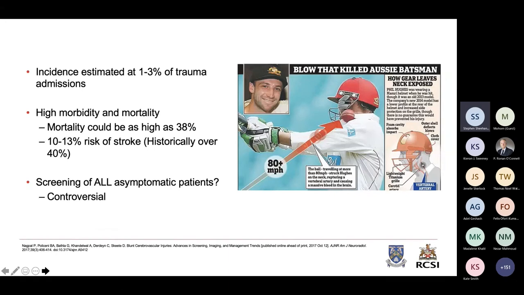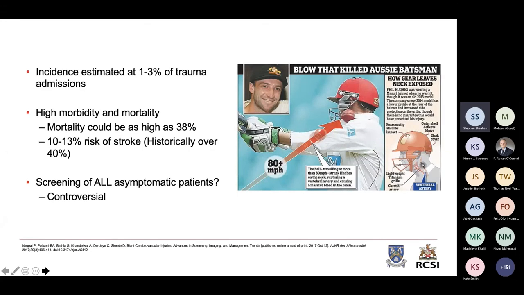The incidence of cerebral vascular injury in trauma is estimated to be around 1-3%. There is a high risk of stroke and high risk of mortality associated with these. Some of us might remember the case of Phil Hughes, an unfortunate Australian cricket player who was struck by a cricket ball at high speed and subsequently died a couple of days later.